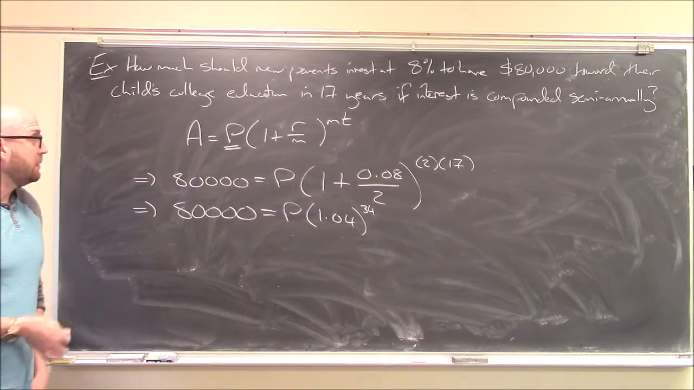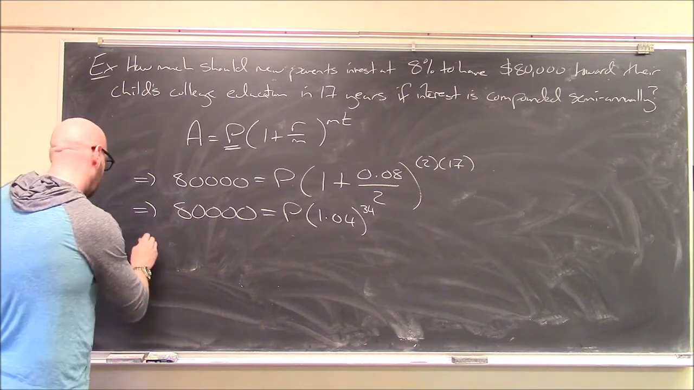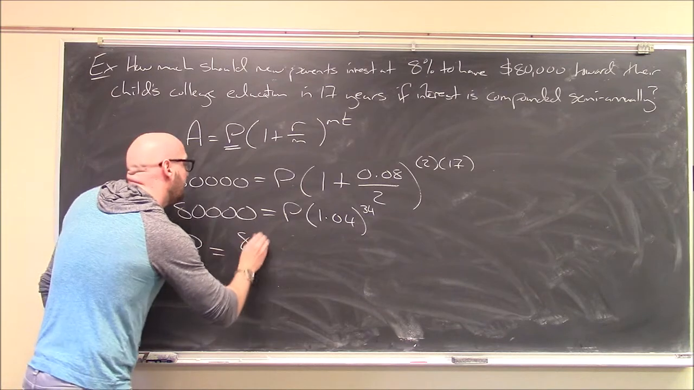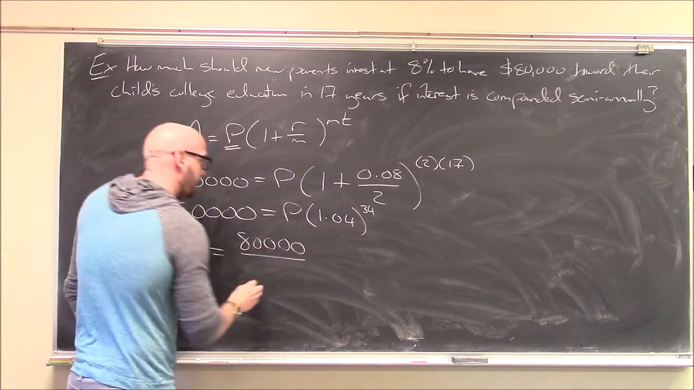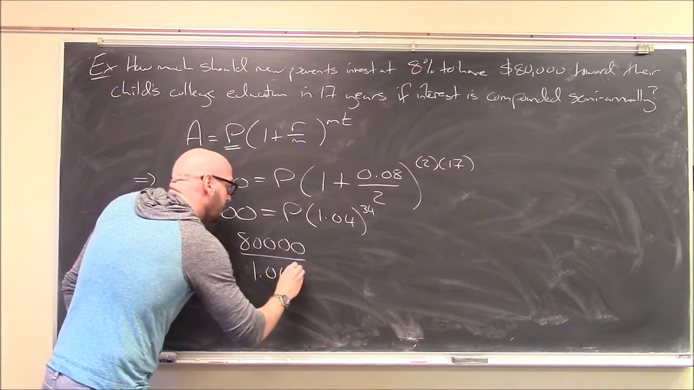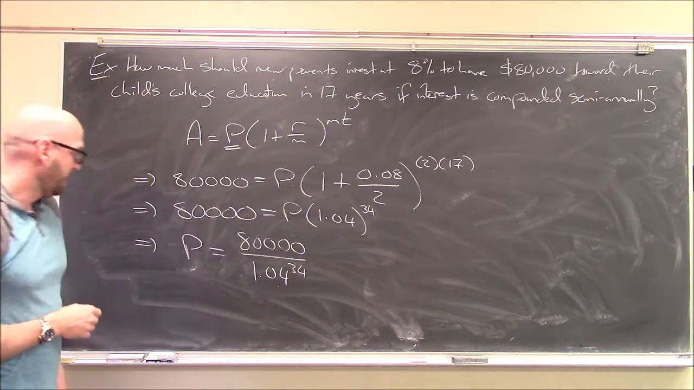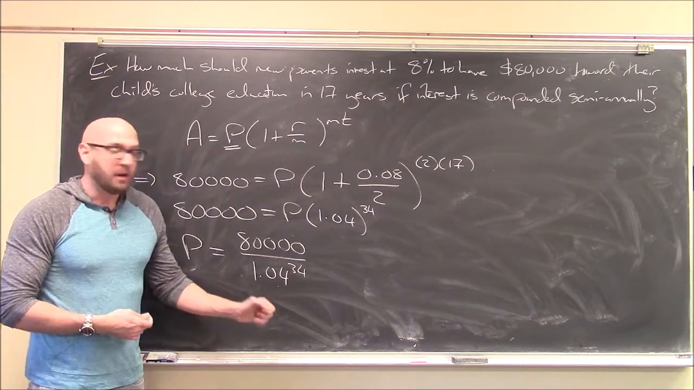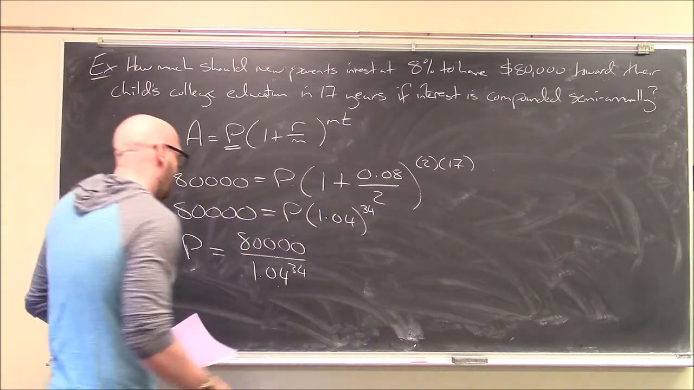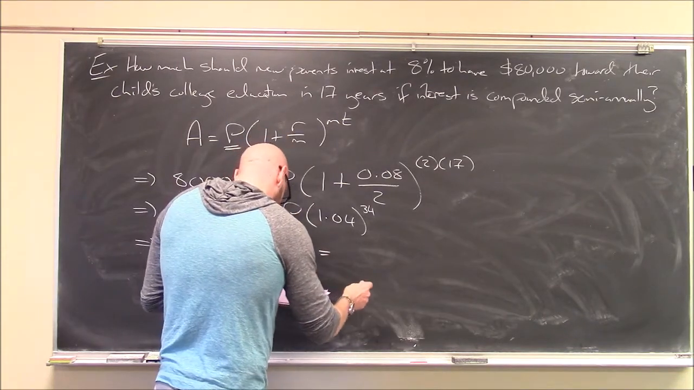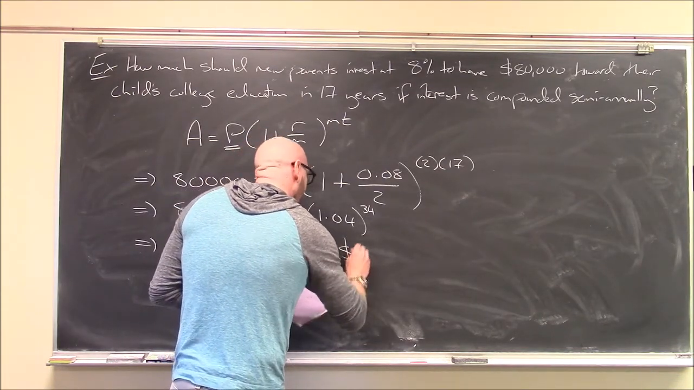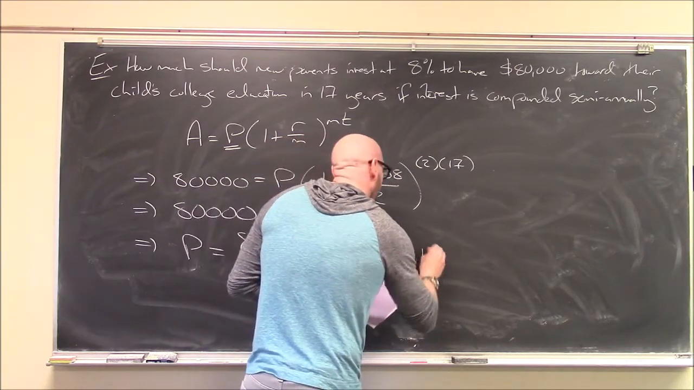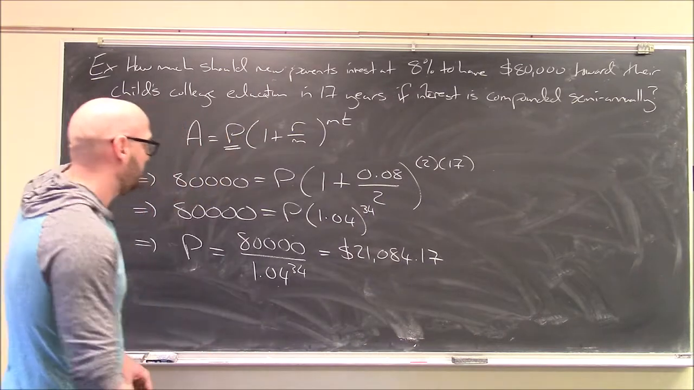And we're solving for P. We want to know what's the original amount we have to invest, so now you just solve for P, divide both sides by this expression. P is 80,000 over 1.04 to the 34. And at this point you plug in everything into your calculator. Notice I haven't done it yet because I don't want any rounding errors. But you'll plug it all in now, and then you'll round to the closest cent. And this comes out to $21,084.17.